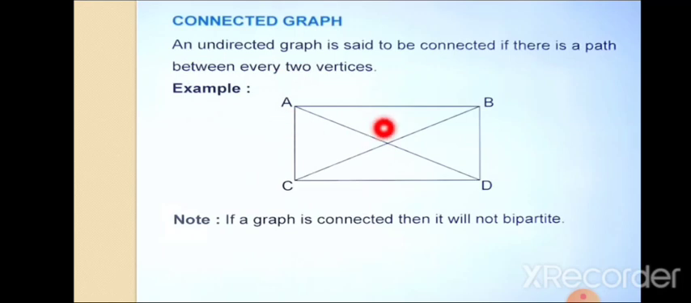Now if we take another vertex B, so for this, if B belongs to X, then A, C and D will belong to Y, but we know that B, C, D were in the same group and A was alone, so it is repeated, so this will not be a bipartite graph.